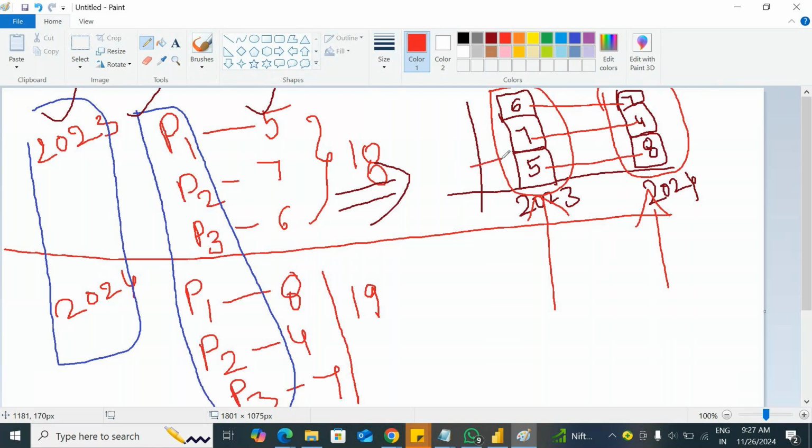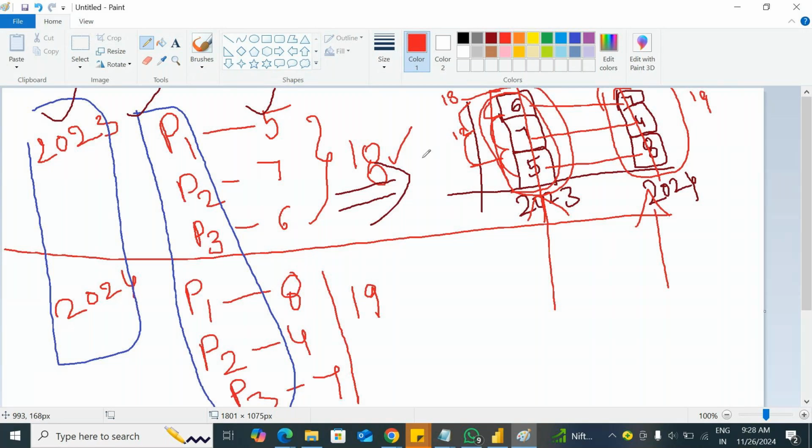First 5 will be placed, and on top of it 7, so the mark reaches 12. Then on top of 12, the 6 is added, so the mark reaches 18. So it is going to represent till 18, and for the other year it is going to represent till 19. In a stacked bar, one is placed on top of another so that the entire bar reaches the overall value of that year. This is all about a stacked bar.